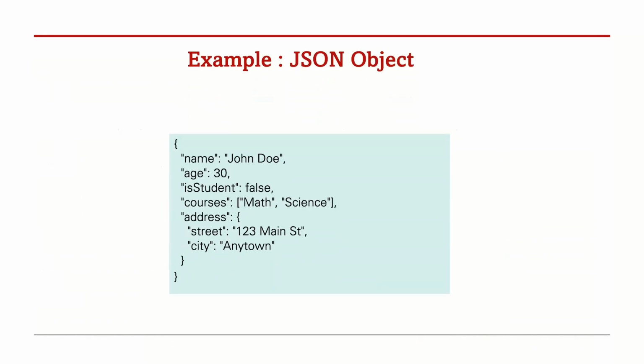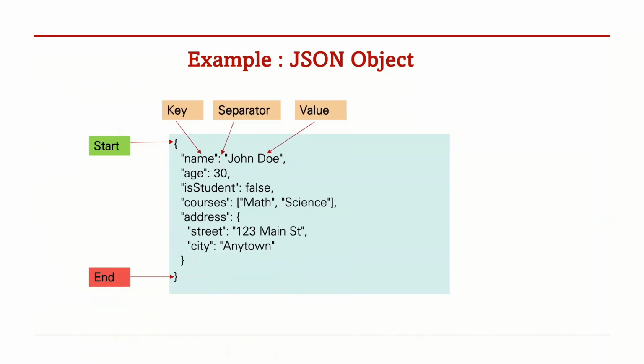First, let's talk about the basics. A JSON object always starts with an open curly bracket and ends with a close curly bracket. Inside these brackets, you'll find pairs of keys and values, kind of like items in a labeled box. Let's take a look at this example. Now, let's break this down step by step.